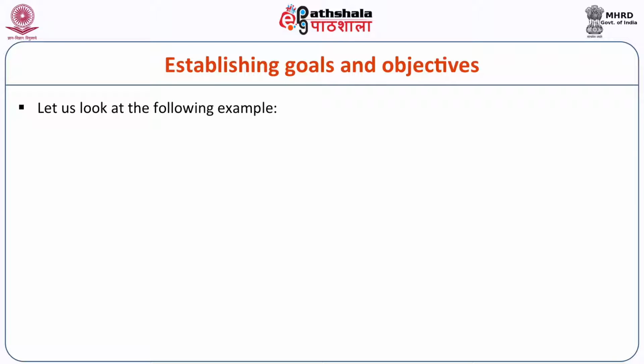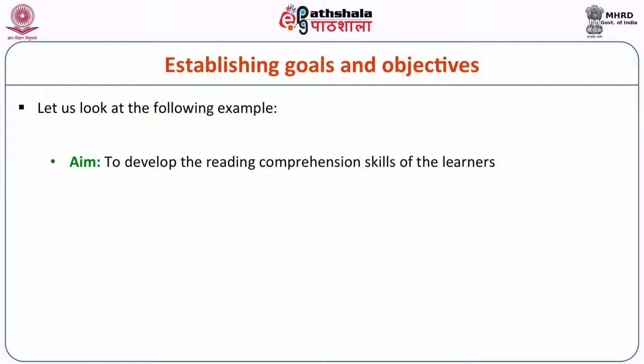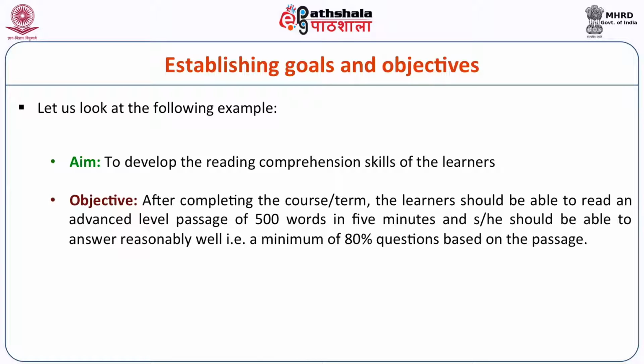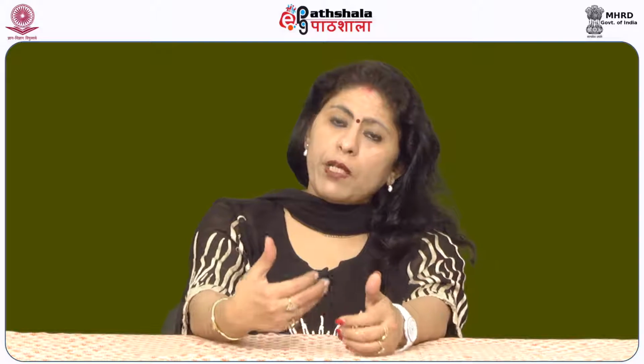Let us look at the following example. When the aim is to develop the reading comprehension skill of the learners, then the objective is: after completing the course or the term, the learner should be able to read an advanced level passage of 500 words in 5 minutes, and he or she should be able to answer reasonably well a minimum of 80% of questions based on the passage. So now, when the instructor deals with this particular kind of material and practices with the students, that may be done keeping the outcome, the result, in mind.